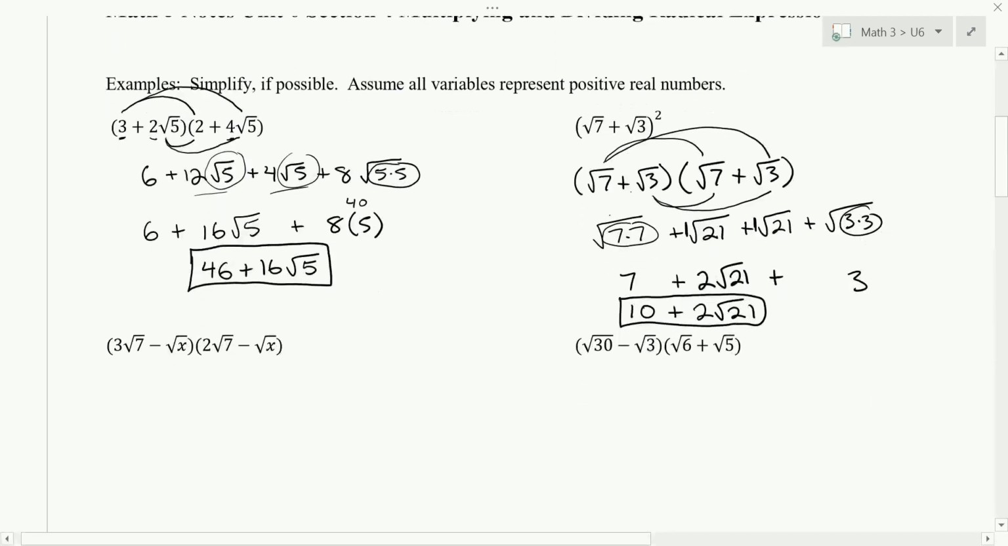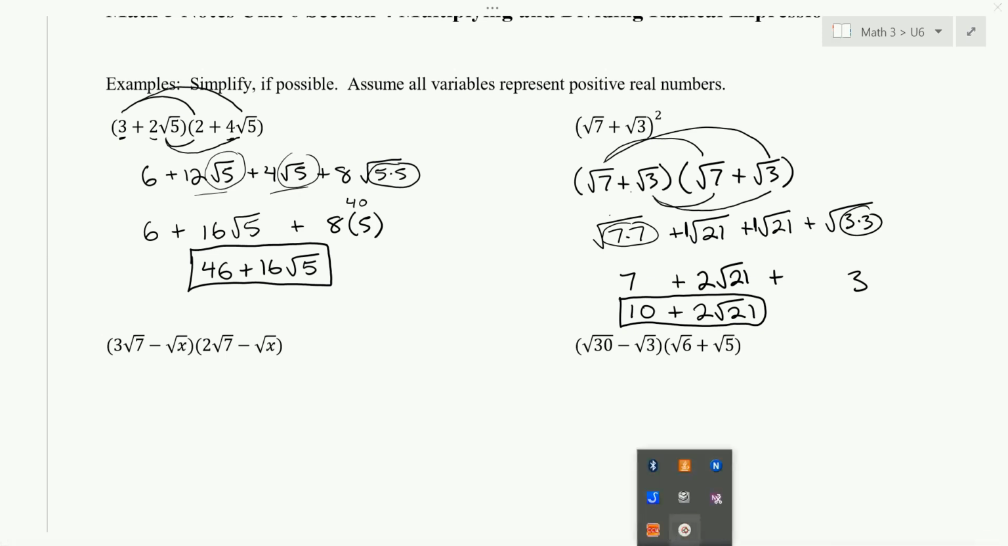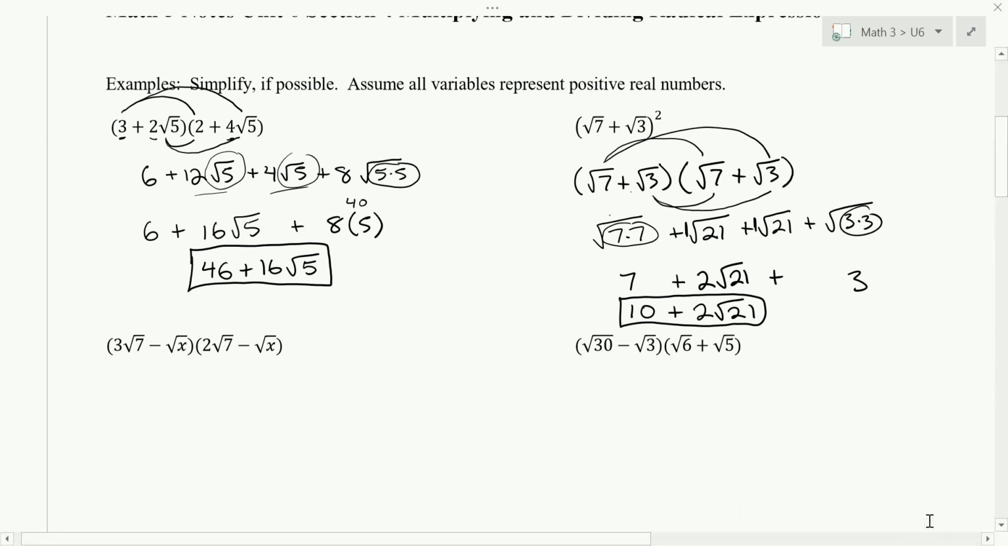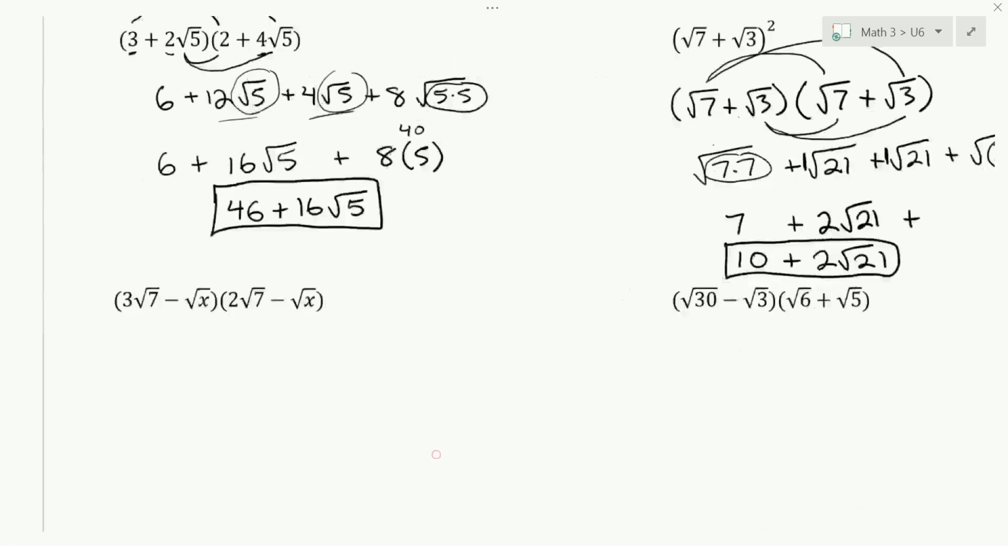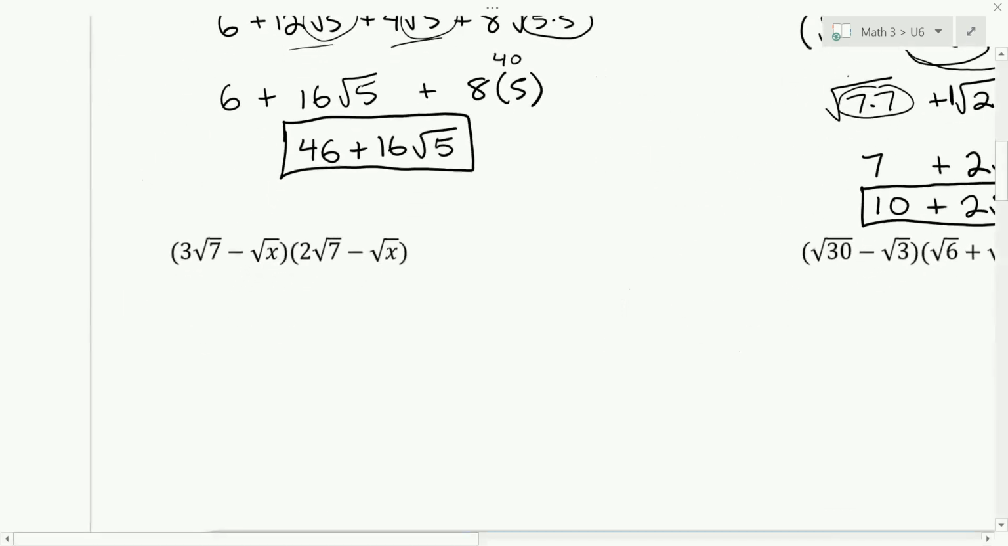Okay, so the next two are like that. So take a minute and try the next two. Isaiah, can you tell me how you started multiplying this one together? Okay, so when you did that, what'd you get for 3 root 7 times 2 root 7?